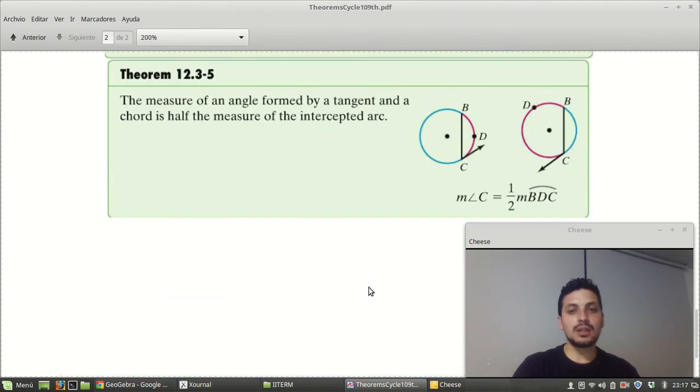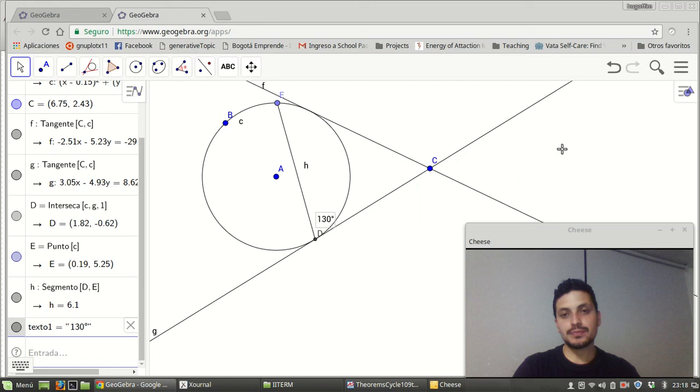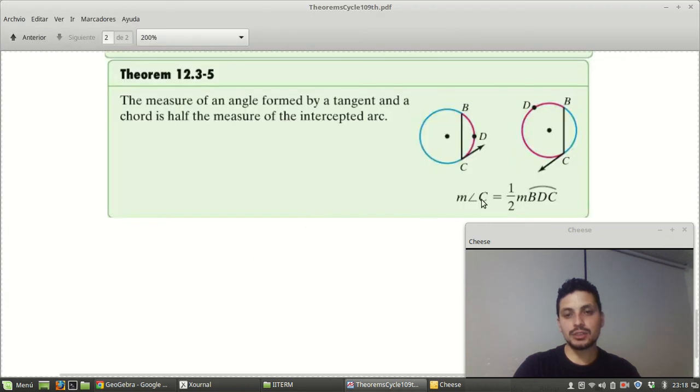Let's see the theorems. Look at this theorem. It says the measure of an angle formed by a tangent and a chord is half the measure of the intercepted arc. Okay, I have the tangent, I have a chord, and it's half of the intercepted arc. So I have the tangent, the angle, and I need to find this arc. So I just need to use the expression. It says measure of angle C. In this case, the angle is D.